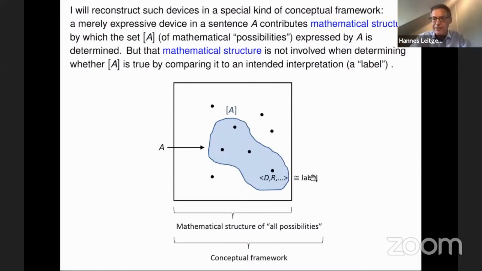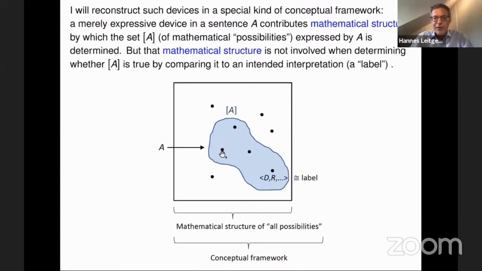That's this labeling here. And if the comparison works out fine, roughly if there is an isomorphism, a bijective structure preserving map from one of these worlds to the label, we will call that world actual and we will call the corresponding proposition true. So in this way, we will get truth conditions of propositions.